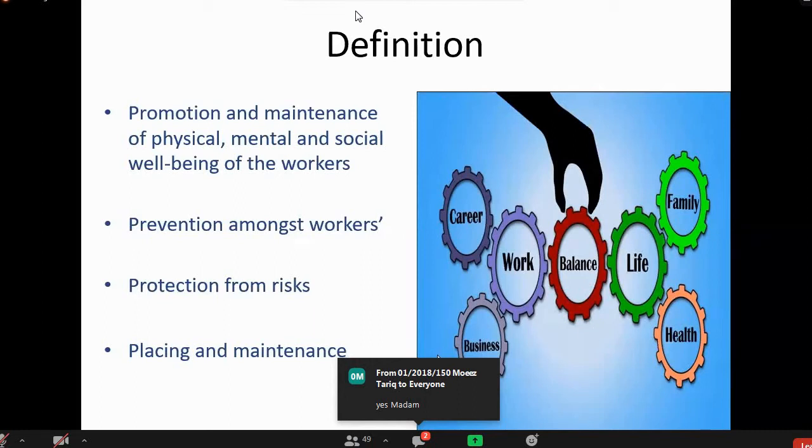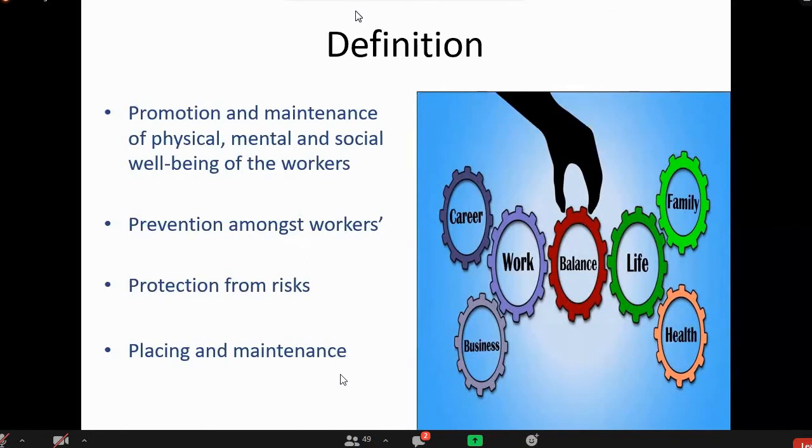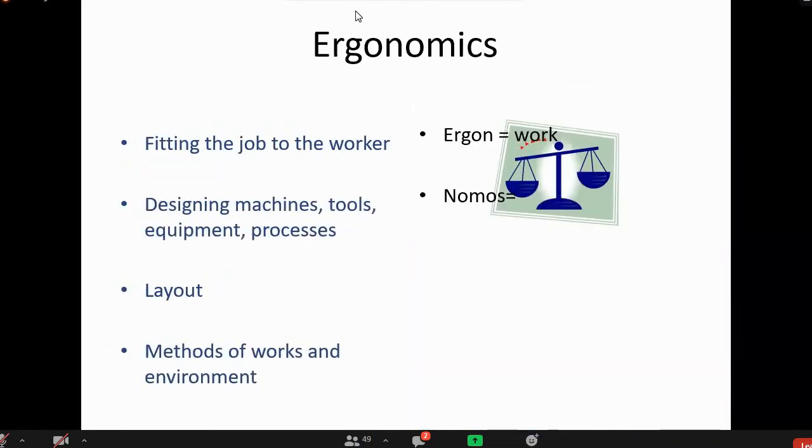So this is what occupational health is, the definition of occupational health. Okay, then we come across a terminology which is known as ergonomics. Ergonomics is simply, I would say, fitting the job to the worker. Like I mentioned, placement is important. What kind of job can be done by whom, right? So ergonomics also talks about where and how one can be placed.